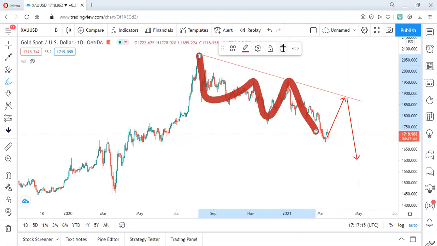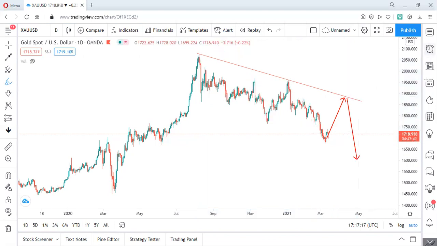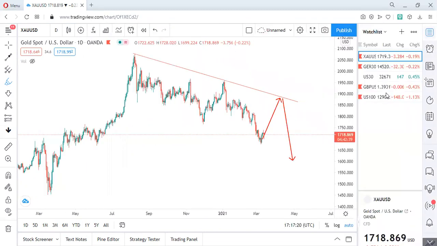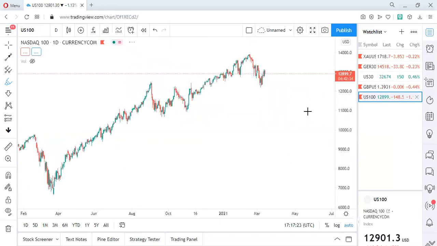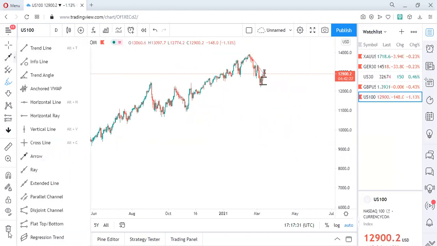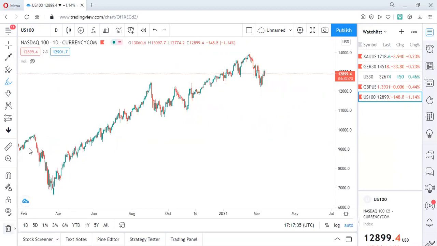So let's go to NAS100, and then I'll identify the type of trend that we see. I'm going to show you those two types of trends in this market. The type of trend that we talked about, you saw a downtrend on gold, and now on NAS100 you're going to identify the type of trend of the market.